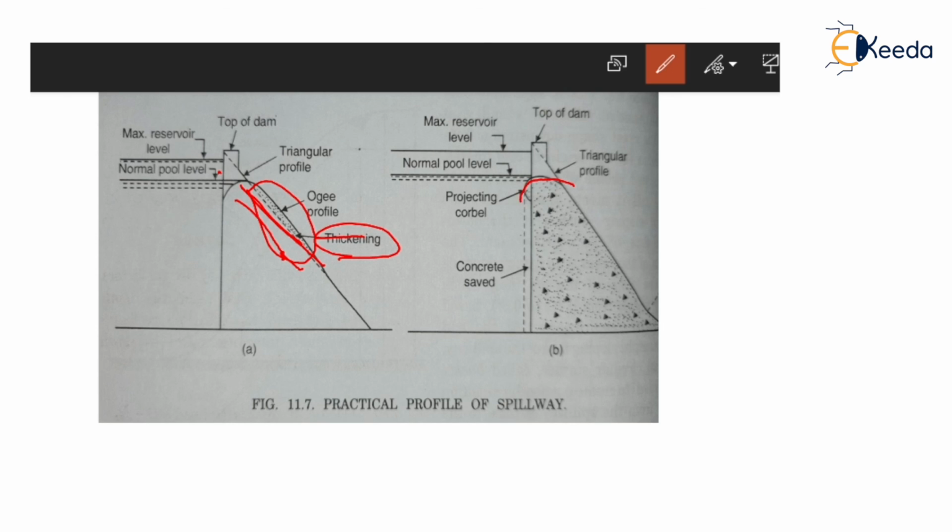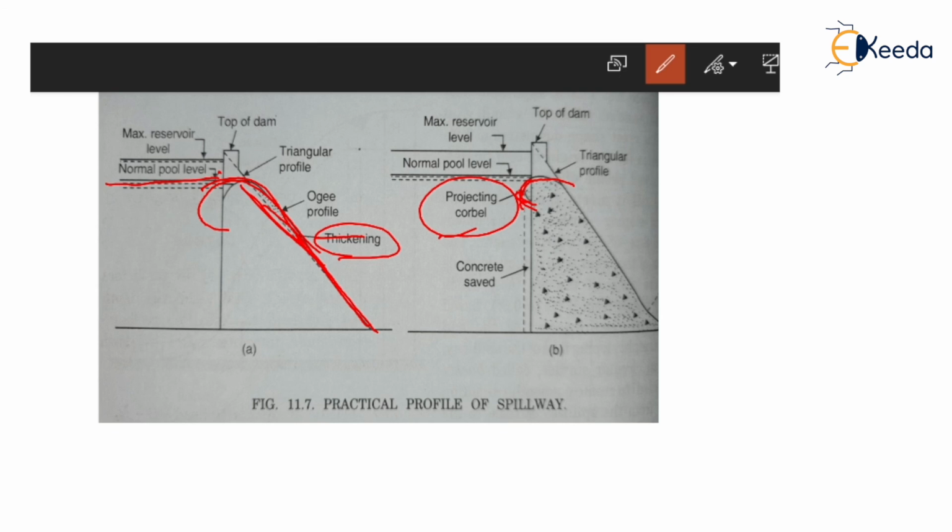This thickening can be saved by shifting this curve towards the upstream direction. Here you can see towards this upstream direction, so that the Ogee curve becomes tangential to the downstream face of the dam. Here you can see this thickening will be shifted here, and this will be tangential to that portion, so that the water that will be released will come here without any hesitation and remain in contact with this downstream portion. See, such a shifting of the Ogee profile towards the upstream side will give rise to a projection portion that is called a corbel. You can see here this corbel has been given here.